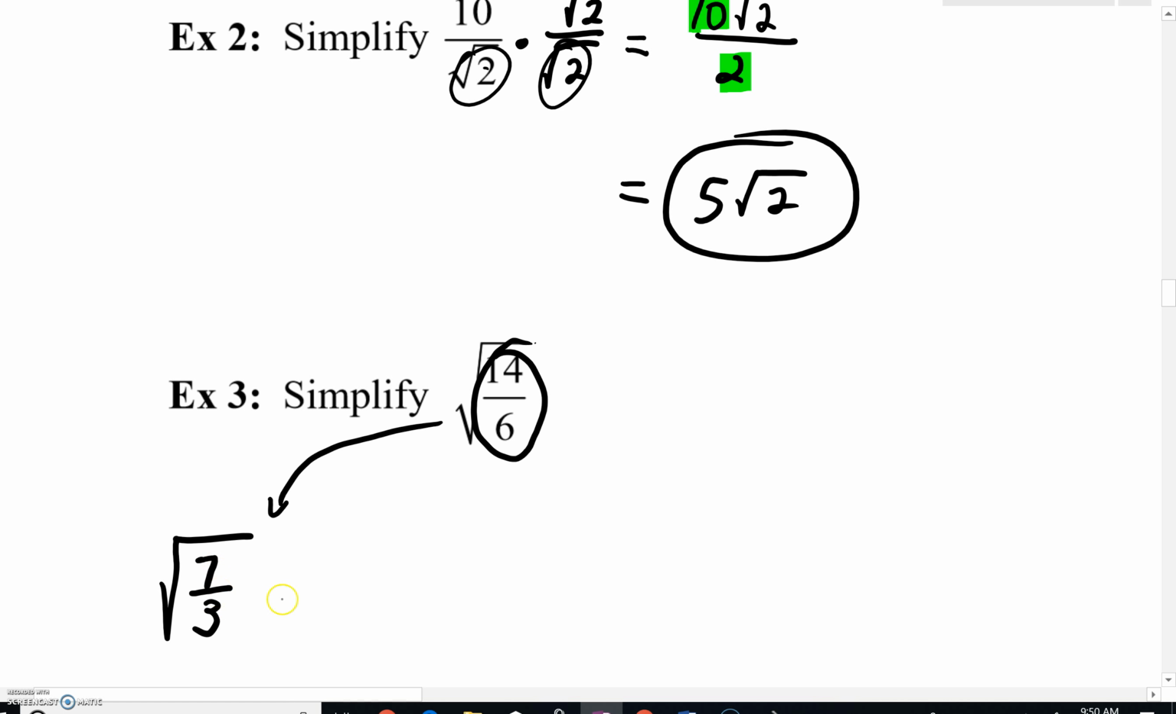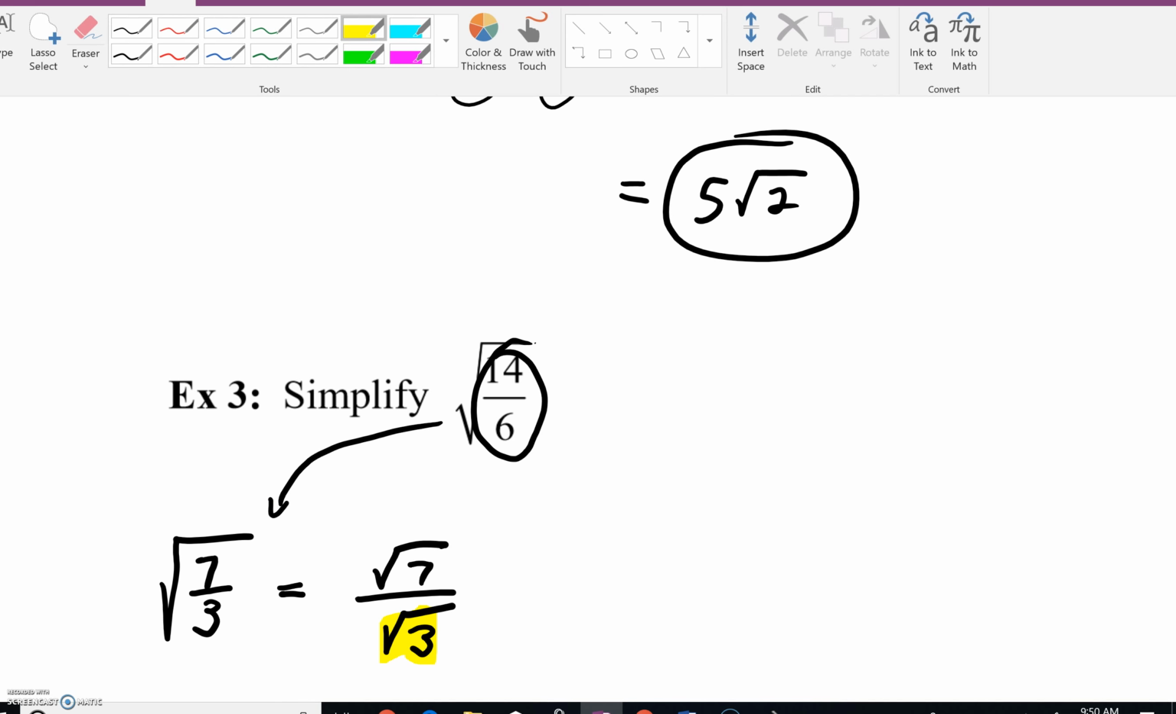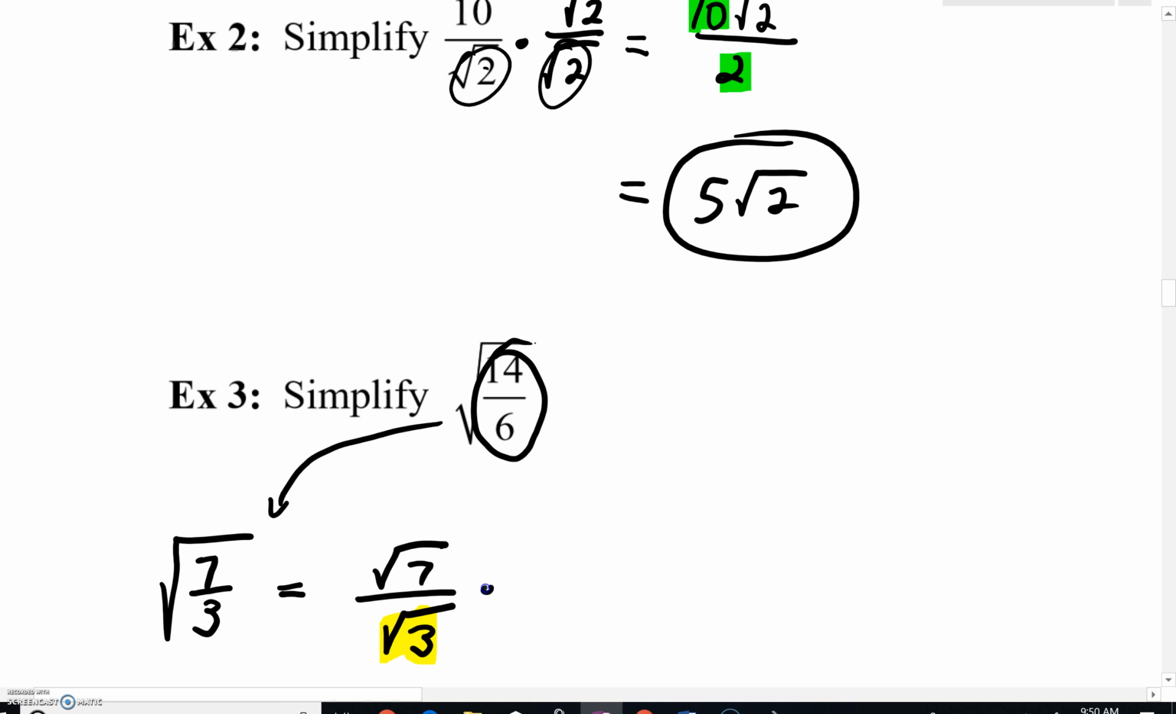But look, if you have 7/3, that's the same thing as the square root of 7 divided by the square root of 3. And here we go again. We can't have a radical in this denominator, so what do we do? Well, we're going to multiply the top and the bottom by radical 3. The purpose thereof is to get two of the same radical down below. Radical 3 times radical 3 is just a 3.